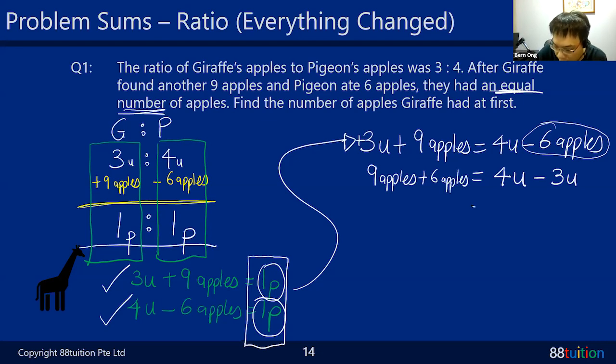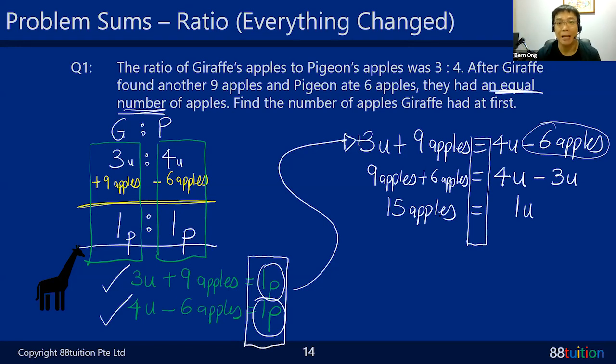So what do you have? 4 units minus 3 units, you work downwards. Your equal signs must all be in the same line. 4 units minus 3 units is 1 unit here. 9 apples plus 6 apples is 15 apples. Can you see or not? You successfully found 1 unit. Yes! Now you look at the question.